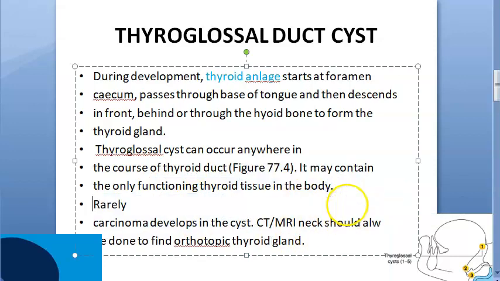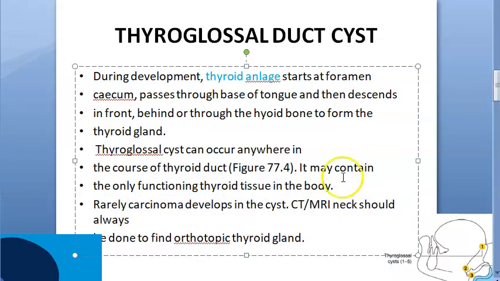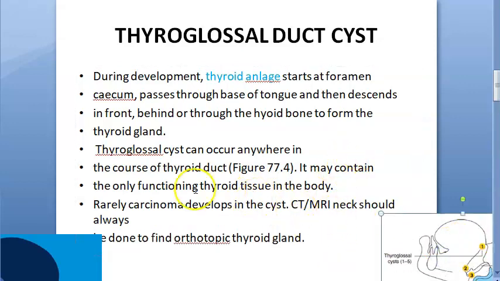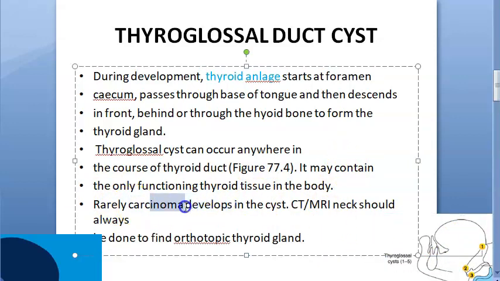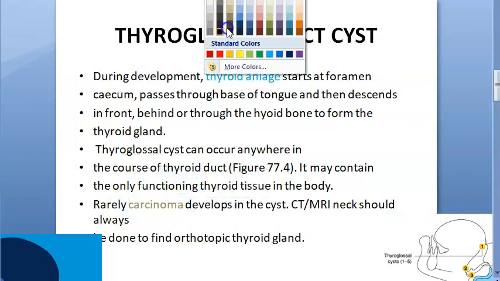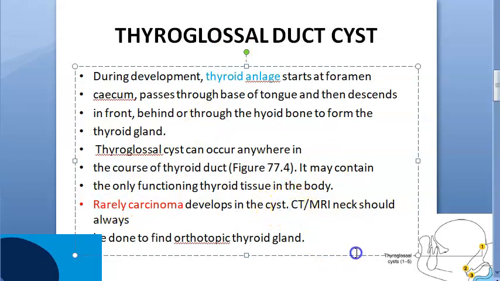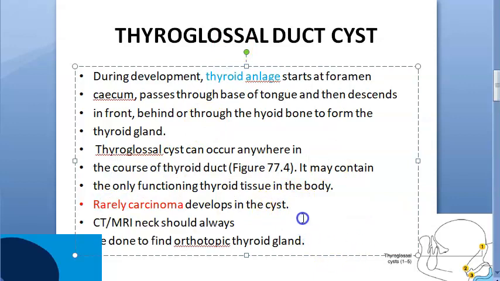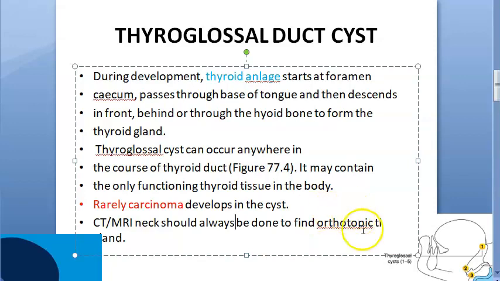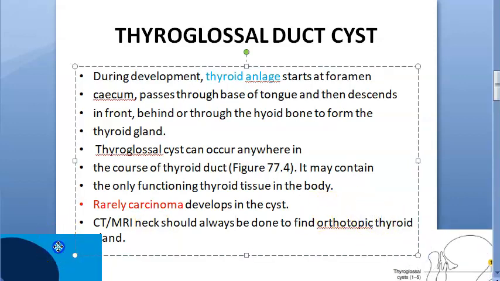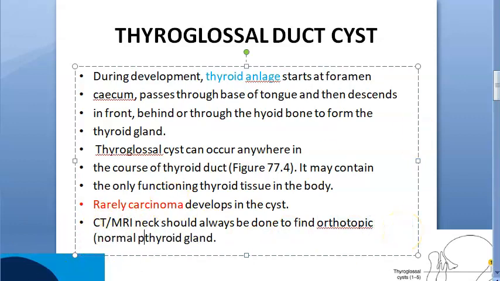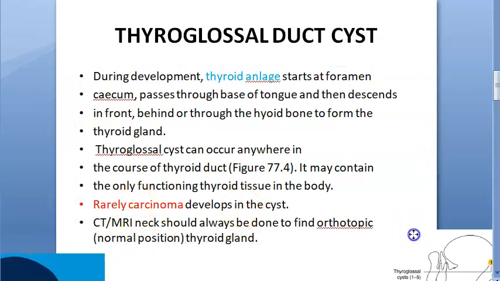Now the cyst was only having infection and it was draining and it was giving some cosmetic defect. Okay, fine. But now this carcinoma also can develop. Rarely. So we will just go with rarely it can develop in this. Okay, rarely. CT MRI next should always be done to find the orthotopic thyroid gland. So you should know where the thyroid gland position is, right? So you should always do CT MRI neck. Okay. So it is to find the normal position of thyroid gland in this person. You have to do MRI neck CT.